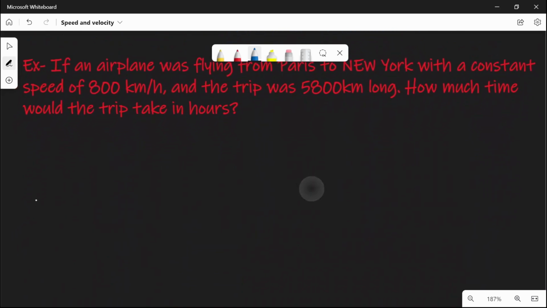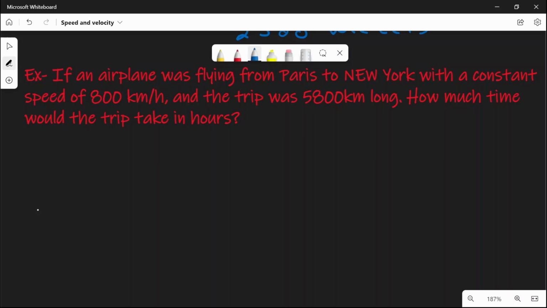What about this example? If an airplane was flying from Paris to New York with a constant speed of 800 kilometers per hour, and the trip was 5,800 kilometers long, how much time would the trip take in hours?